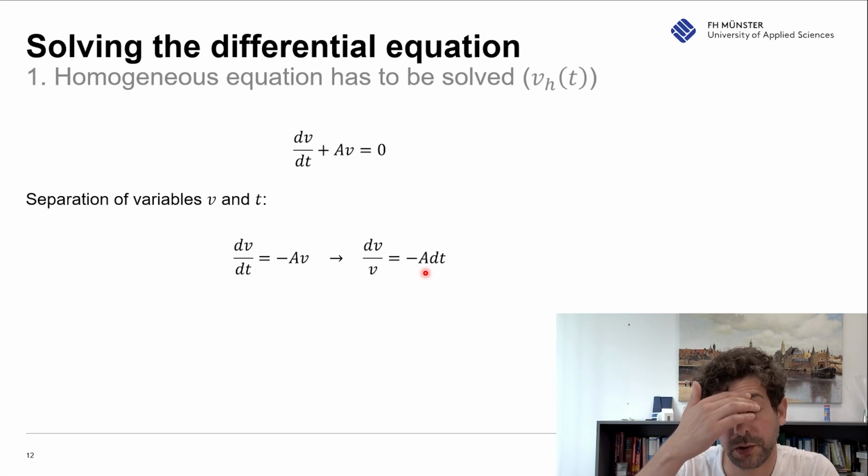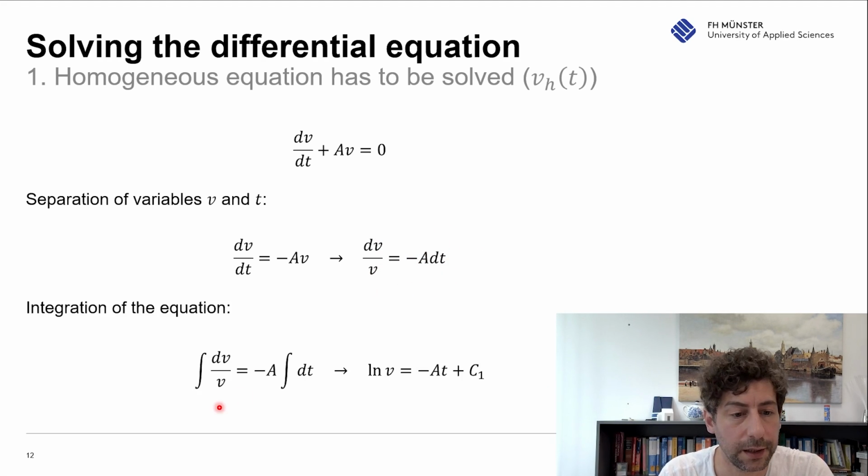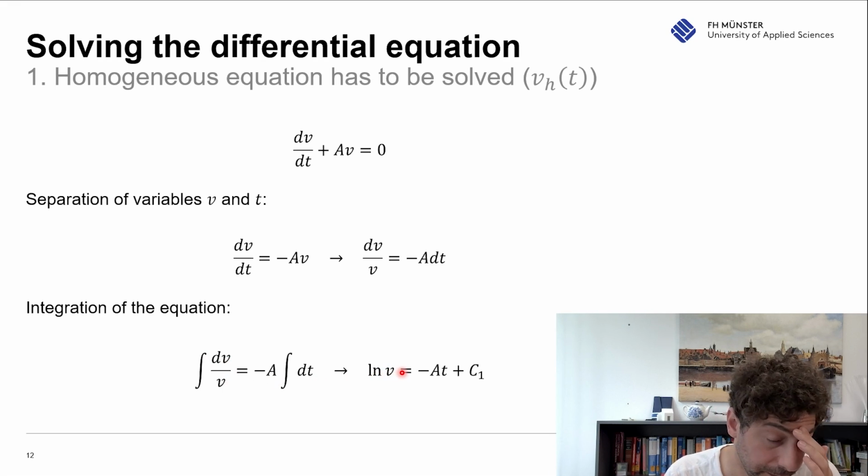And if we want to solve it now, we have to integrate it. So we take the equation, we integrate the equation, and this is 1 divided by x, or 1 divided by v in this case, and the integral of 1 divided by x is ln x, and so the integral of 1 divided by v is ln v.